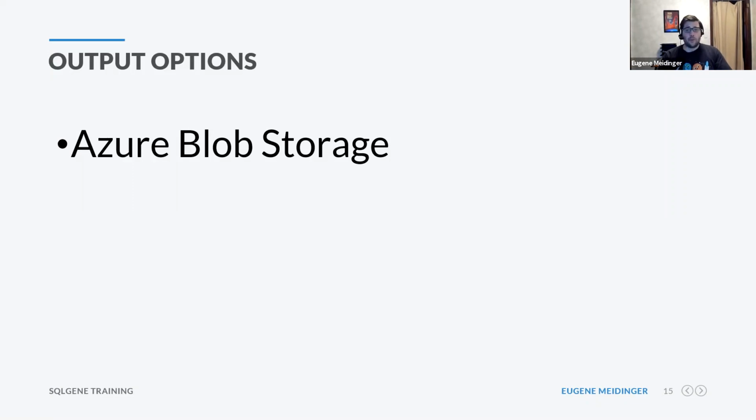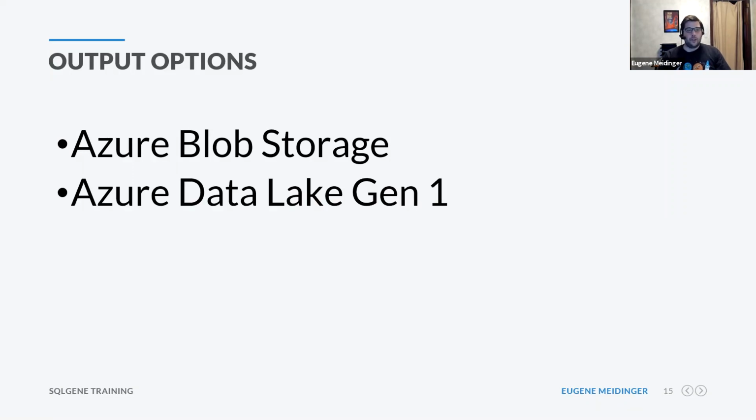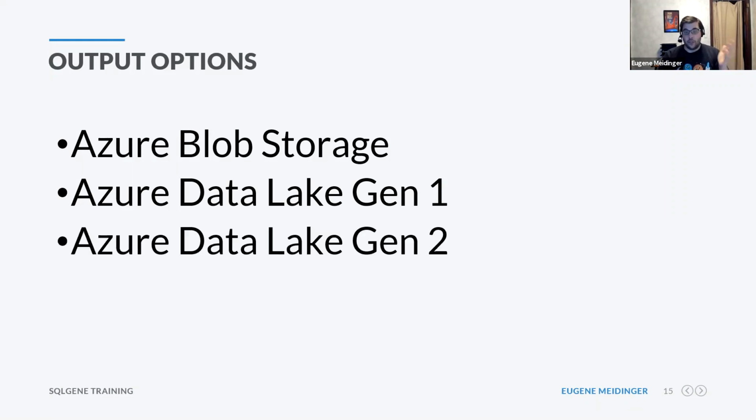And so if you're writing to blob storage, it's being written as an Avro file in a set of folders, and you can control the folder structure to a certain degree, which is neat. You can write to Azure Data Lake Gen 1 storage. Hopefully none of you are using Gen 1 storage because it's been replaced by Gen 2 storage.